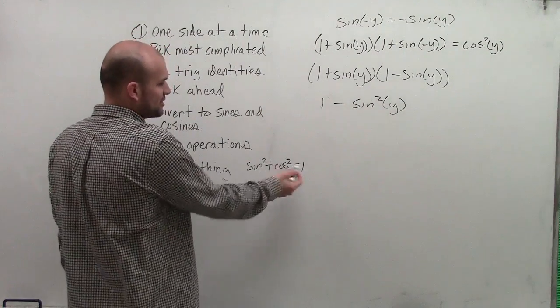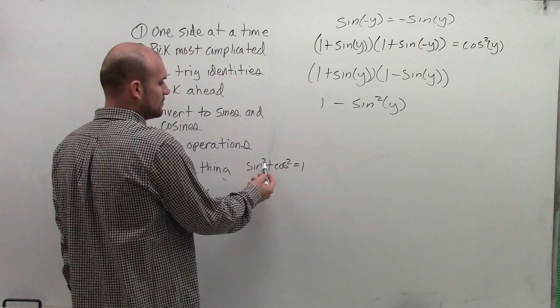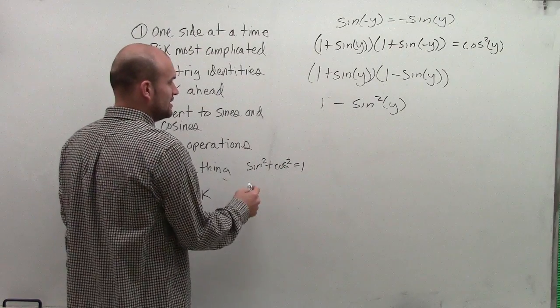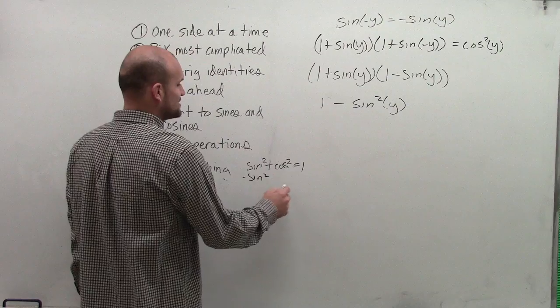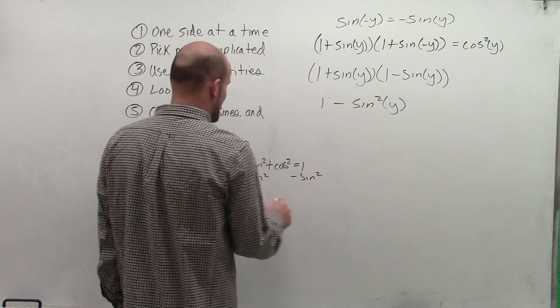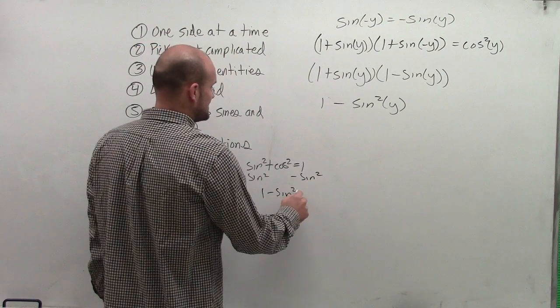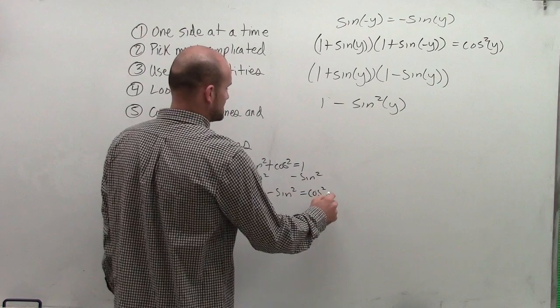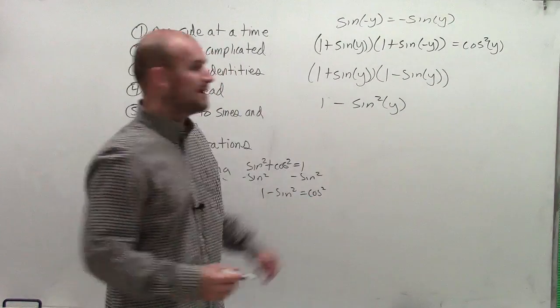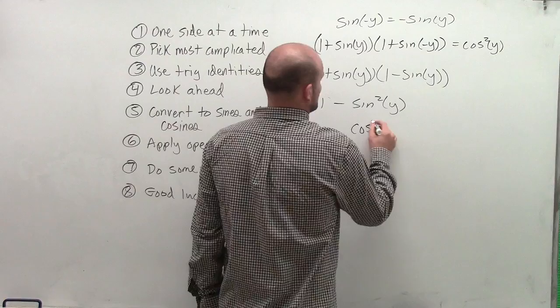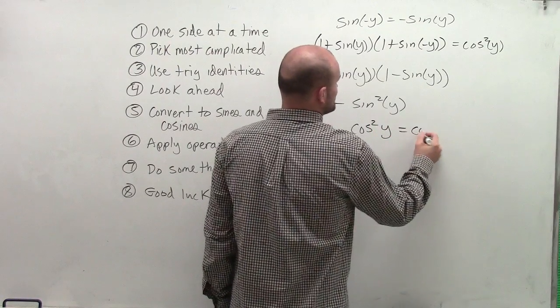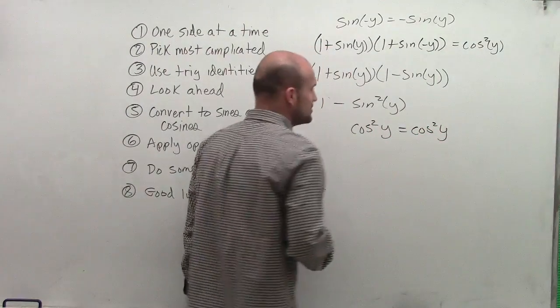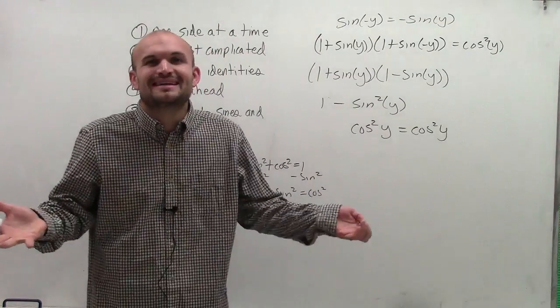And then by using my trigonometric identities, I know that sine squared plus cosine squared equals 1. So if I subtract sine squared from both sides, I get 1 minus sine squared equals cosine squared. So therefore, I can rewrite this now as cosine squared of y, which is equal to the right side, which is cosine squared of y. So therefore, it's been verified.